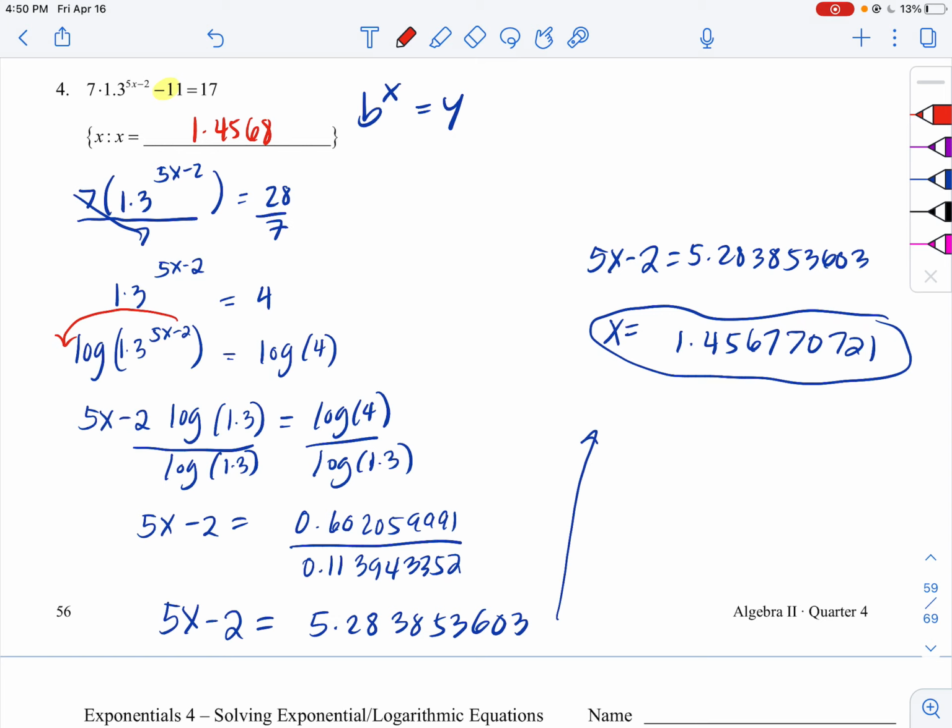That is how you will solve exponential equations using logs when you cannot write them with the same base anymore.